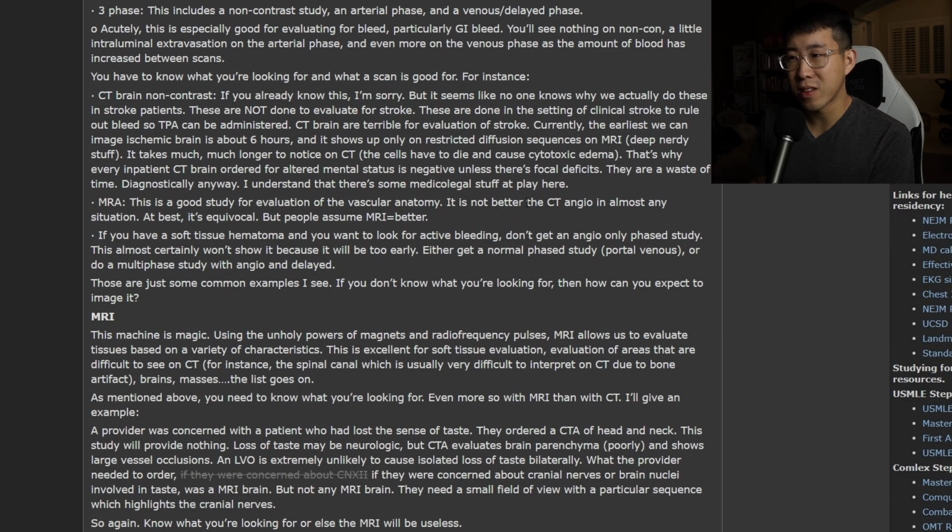It is not better than CT angio in almost any situation. At best, it's equivocal. People assume MRI is better. I actually heard that CT angio is better for actually getting the best look at vasculature, although this is only something I vaguely remember. Either way, I'm not ordering these studies very often at all, but either way, those are going to be looking for large vessel occlusion of your like carotids or even intracranial occlusions, the circle of Willis and things like that.